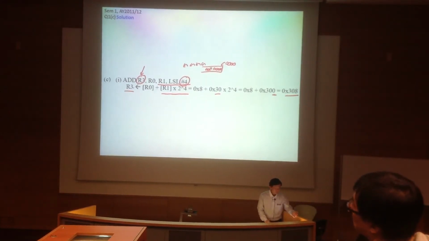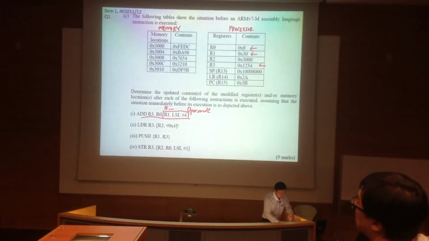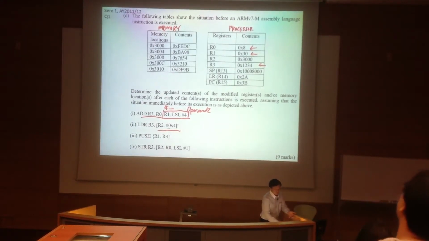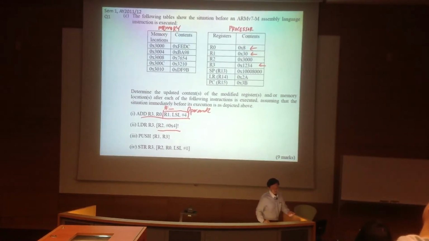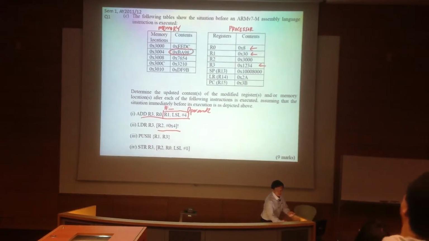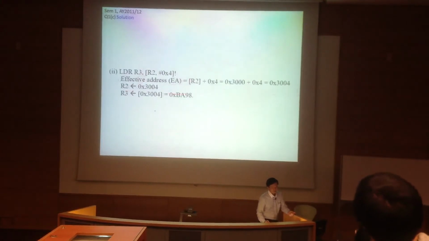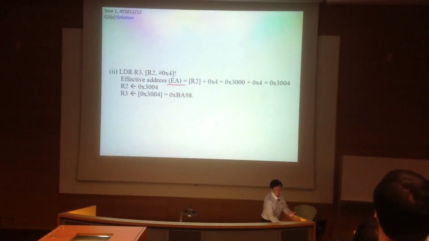Okay. Then the other one, LDR R3. So this one, you know it. What you do is take the value in R2 as the base register, add it to the offset. This is going to be 3004. That is your effective address. This is the value that you are interested in. That value goes into the destination register R3, which is what you're saying here, effective address 3004.